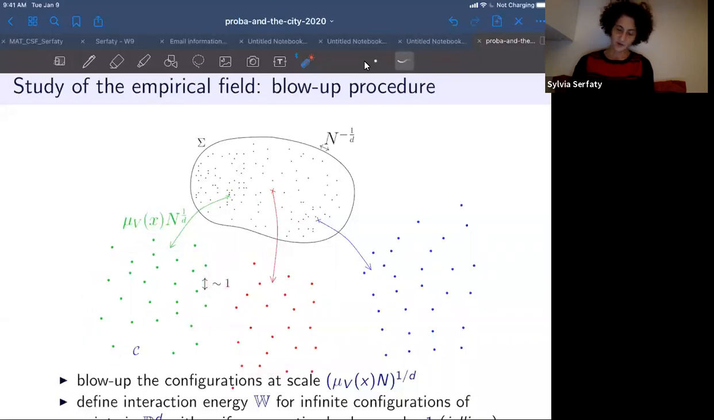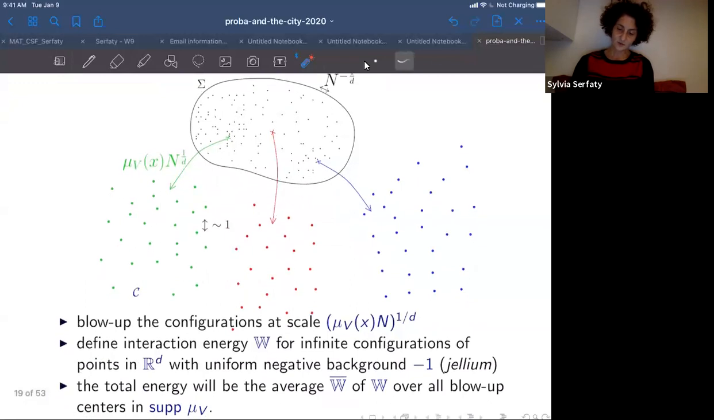Okay, so when you let n go to infinity, these clouds of points are going to grow and become infinite. They'll occupy the whole space. And we're going to define an energy for these infinite configurations. So C is some infinite configuration. My interaction energy will be called W. It's a Coulomb energy for an infinite set of points.